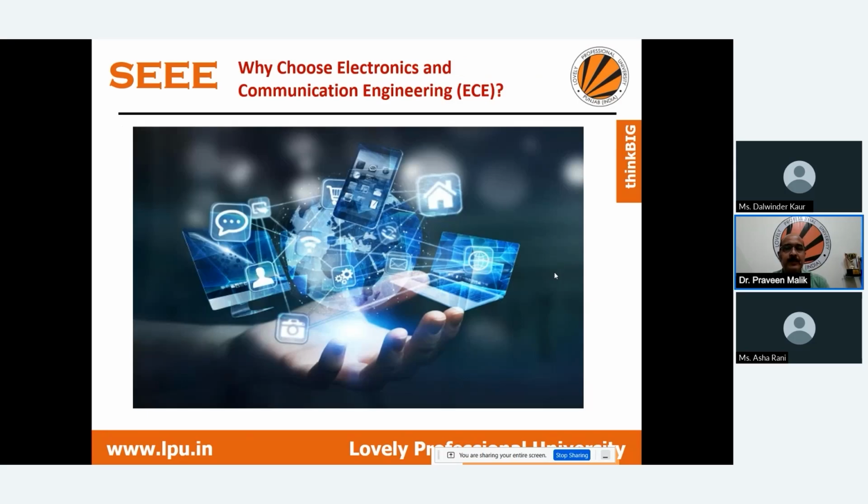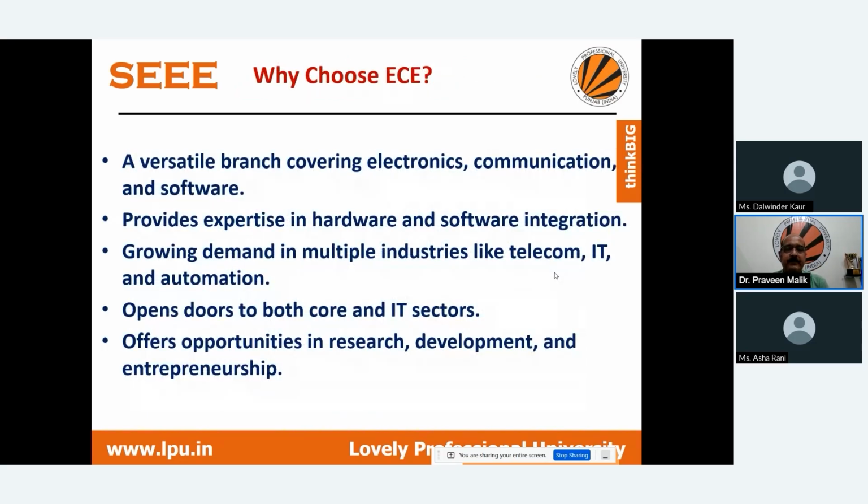Okay, why choose the EC? It's a versatile branch which covers communication, software, and electronics. We provide expertise in both hardware and software, like embedded systems. And of course, the EC has a growing demand in multiple industries like IT, automation, telecommunication, Internet of Things, and many more.